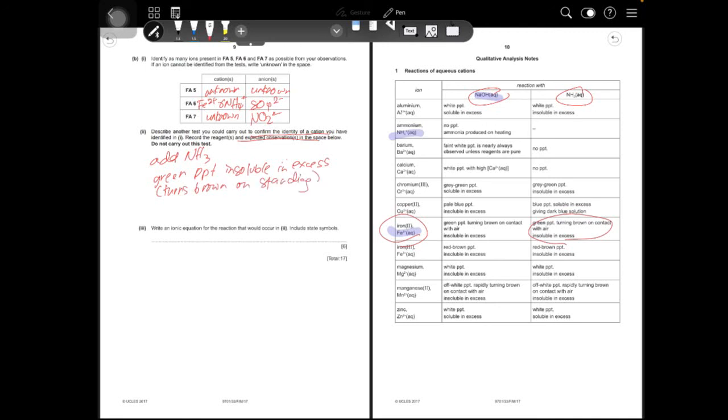The next one: write an ionic equation for the reaction that will occur in 2, include state symbols. This is a reaction that will produce iron(II) hydroxide, which is a green solid.